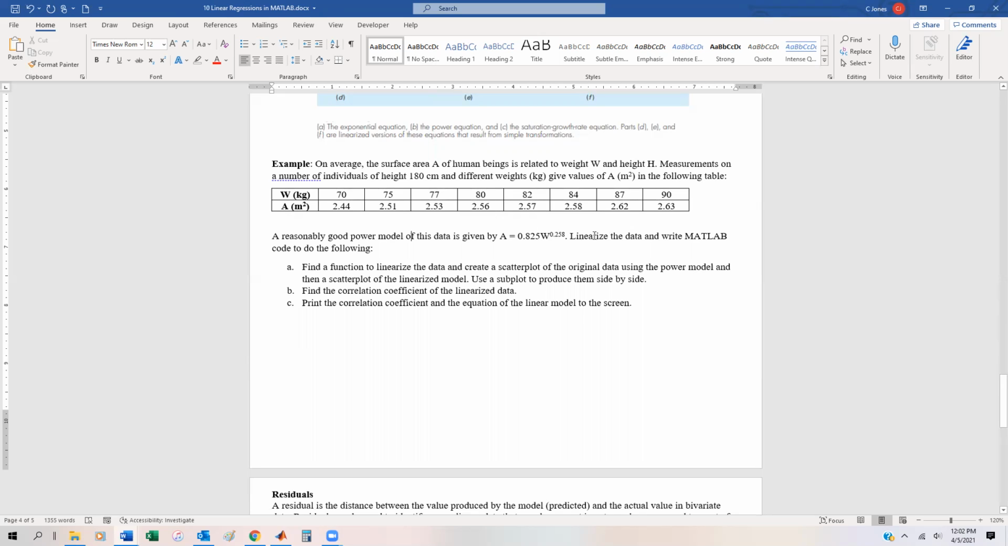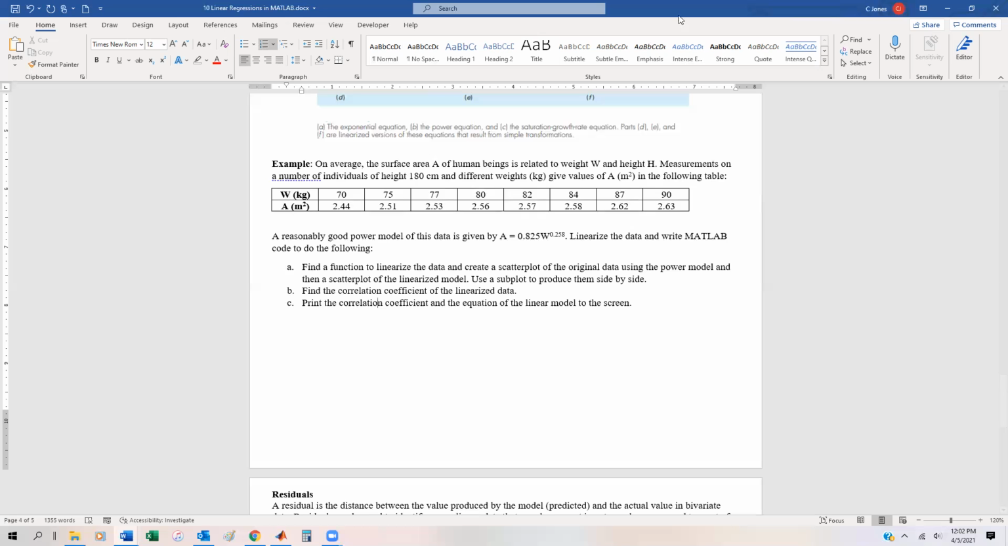We want to linearize the data, and we want to write some MATLAB code to do the following. We're going to find the function to linearize the data, which we have to do by hand. Then we're going to create a scatter plot of the original data using the power model, and then a scatter plot of the linearized model. Let's use the subplot function to put them side by side, find the correlation coefficient of the linearized data, and finally print the correlation coefficient and the equation of the linear model to the screen.